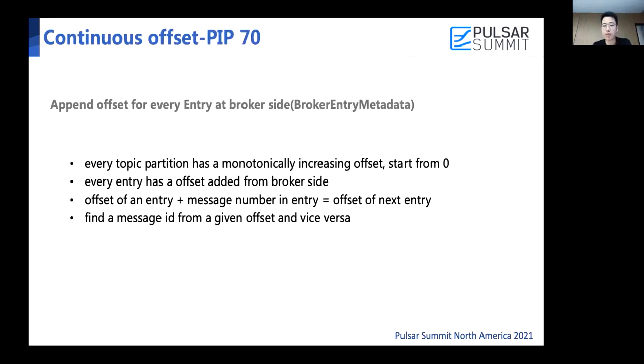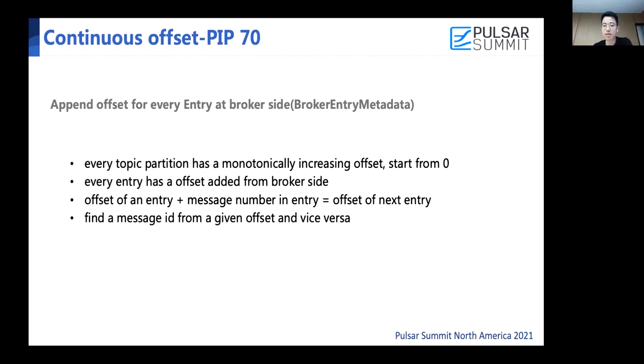If we want to resolve this once and for all, the best solution is to allow Pulsar to support the continuous offset feature like Kafka. Therefore, it's necessary to add some information that keeps the offset for each entry on the broker side before it is added to BookKeeper. The design is as follows.